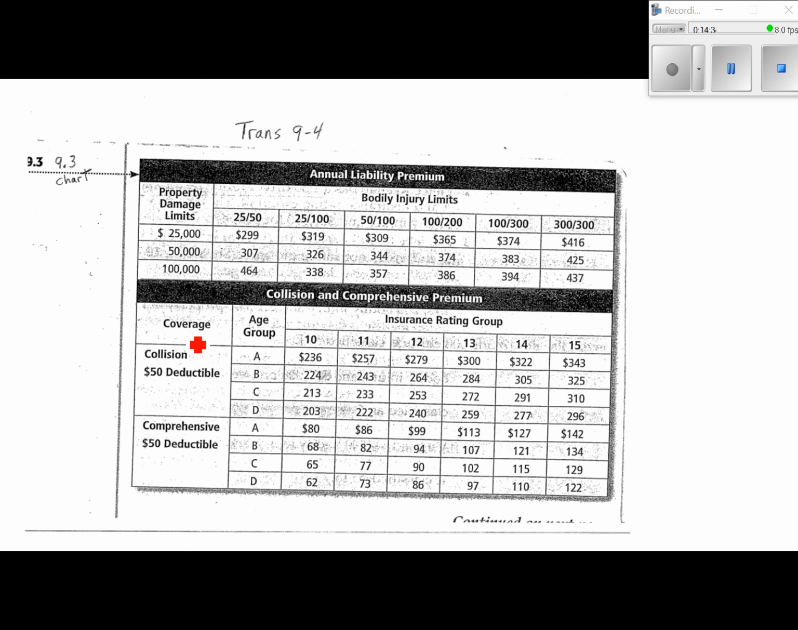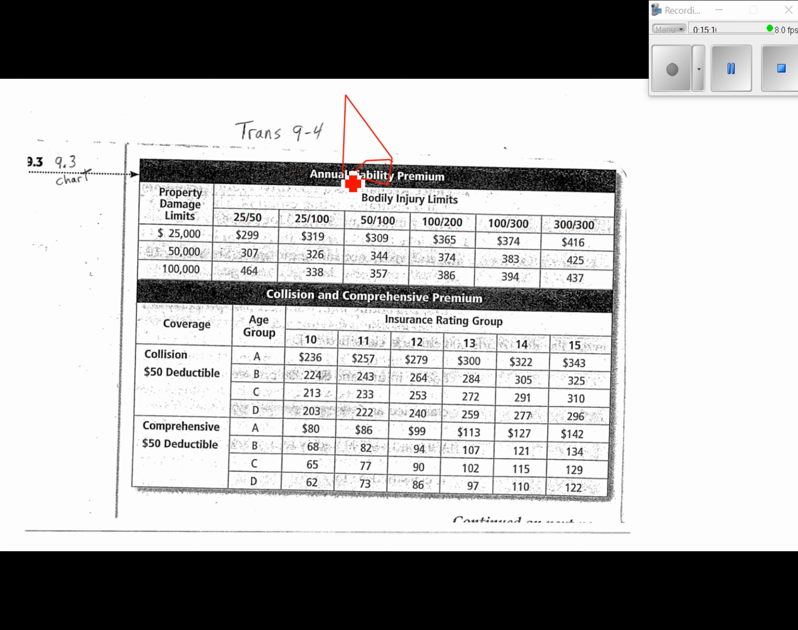All right, this is the chart that the problems are going to use. Again, there's a picture of it here. I'll hook another one that you could print off and use, or it's right there in your book. This gives you annual liability premium up here at the top, and it's got property damage limits, 25, 50, 100,000. And then it also tells you 25, 50, 25, 100, 50, 100, 100, 200, 100, 300, 300, 300. And that's going to be your liability. That's going to be the part of your insurance.